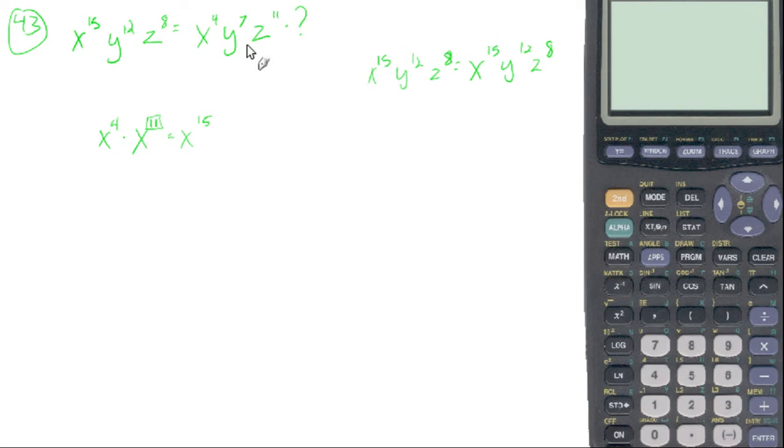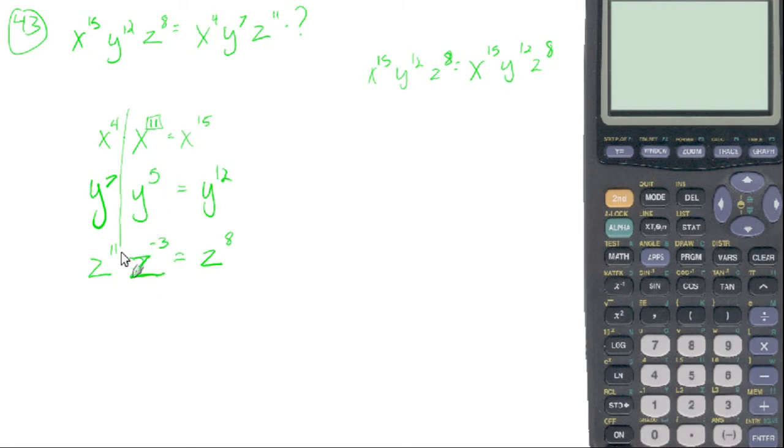Now how about the y? We need to multiply y to the 7th by y to the something in order to wind up with y to the 12th. So what would we put in this exponent? We need to add something to 7 to get to 12, and that would be 5. How about the z? We need to multiply z to the 11th by z to the something else, and that needs to wind up being z to the 8th. Okay, so we need to go from 11 to 8, so we need to subtract something. We need to subtract 3. So we'll do z to the negative 3.